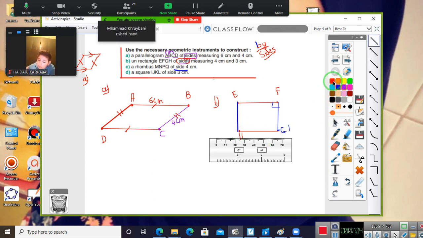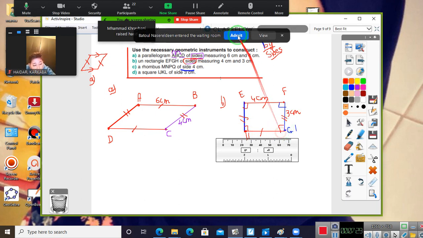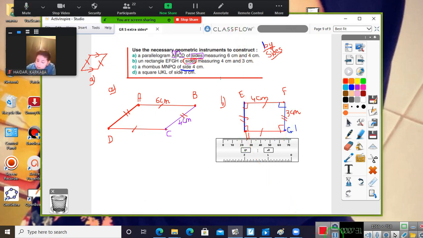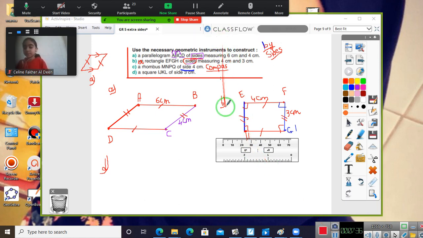Now I will put my coded information. Since, teacher, what? Since the opposite sides are parallel and equal, and I will mark the coded information. 4 centimeter here, and here 3 centimeter. Four right angles also. I don't write the diagonals inside it. Part C for Monday.